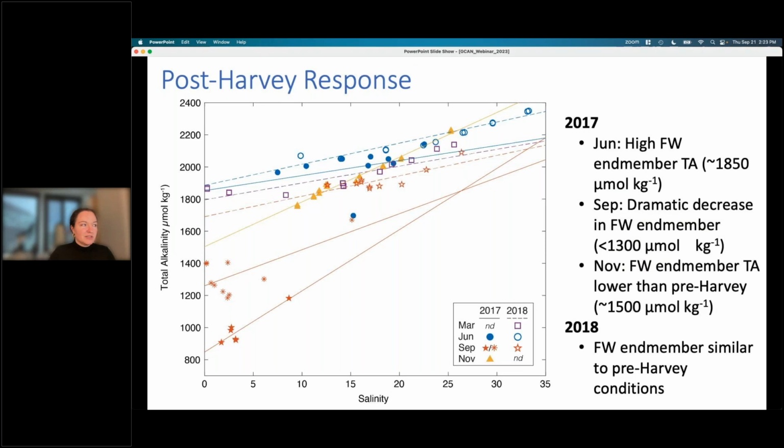The 2018 sampling points are indicated here by the open symbols, with purple squares for March, blue circles for June, and red stars for September, and the dashed lines show that our freshwater end member is very similar to those pre-Harvey conditions from June 2017, indicated by that solid blue line, suggesting recovery of the system by this sampling time point, about 6 months after the storm.